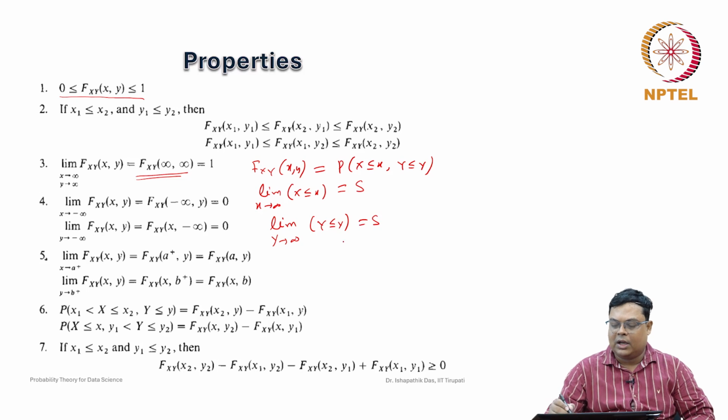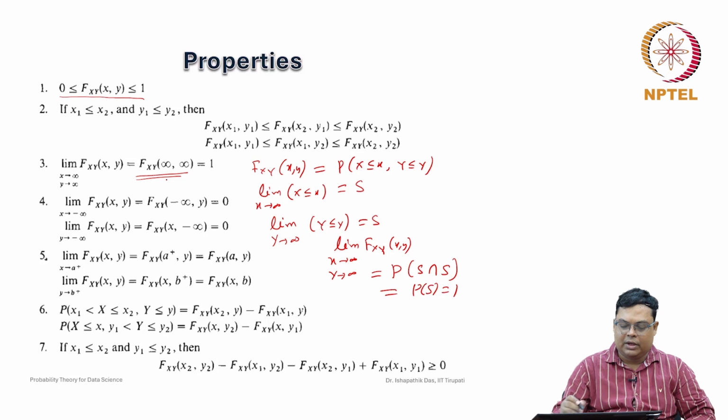So, hence the limit as x goes to infinity and y goes to infinity of F_XY(x, y) is just equal to, from this concept we can say, the probability of S intersection S, which is the probability of S, which is nothing but 1. So this is actually what is coming.